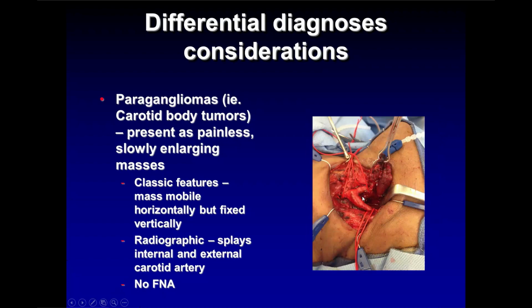So it sits right in the carotid body, in between the internal and external carotid artery, and right in that general area is the hypoglossal nerve, but it's a very vascular organ. And so these you want to pick up more radiographically rather than by FNA.